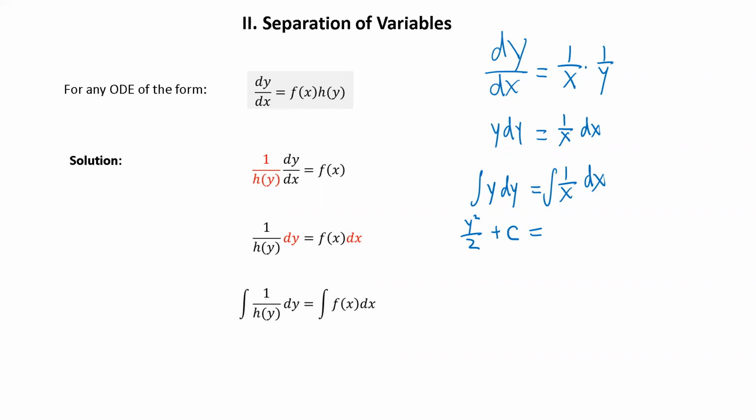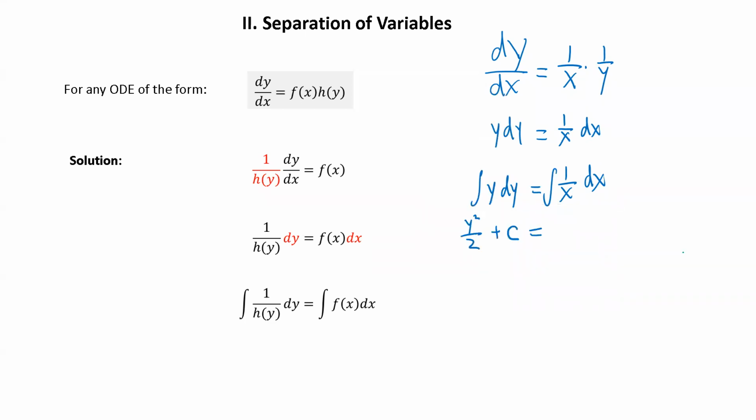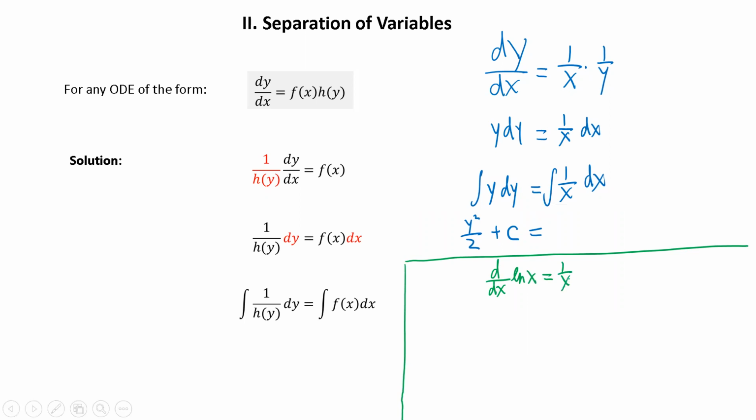Don't know what is the function after you integrate 1 over x? Have you learned that? Natural log? You have learned about natural log, right? But here is the one remark. So you have learned that d/dx of log of x is equal to 1 over x. This is what you have learned.